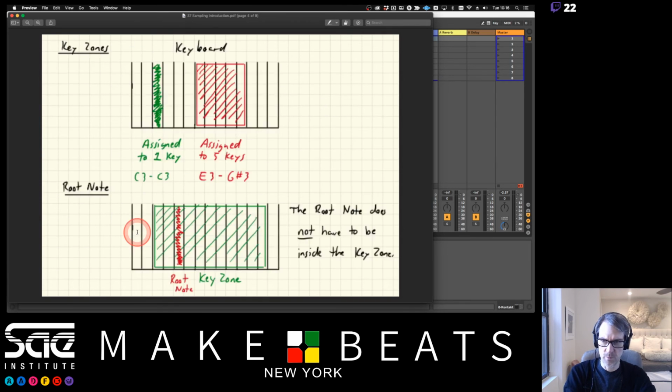And I have another example of that right here. Key zones. This sample would be assigned to one key. The low key is C3, the high key is C3. And this sample here would be assigned to multiple keys. It looks like it's assigned to 5 keys. The low key would be E3, the high key would be G#3. Now the 3 on the end of it just shows which octave we are in on the keyboard.